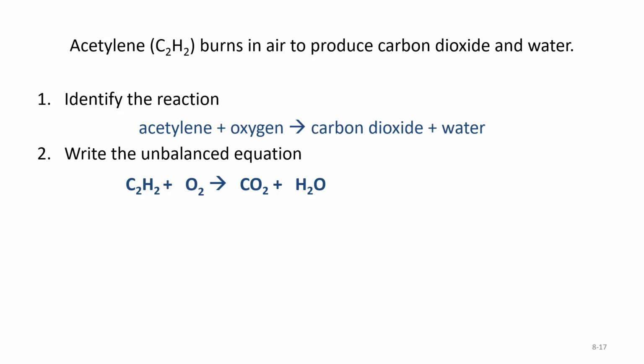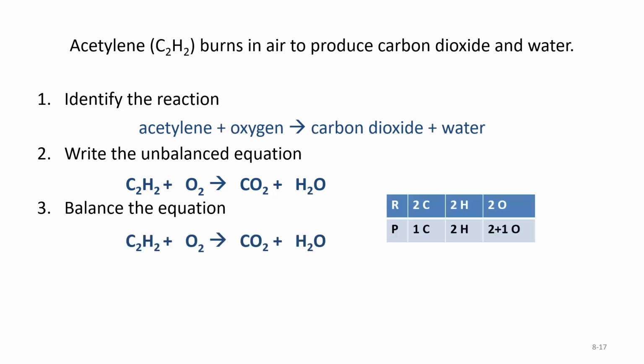Acetylene plus oxygen yields carbon dioxide and water. So first we write the unbalanced equation, and then we're going to balance the equation. So starting with the carbon, we have 2 carbon over here and only 1 over here. So we're going to add the 2 coefficient.